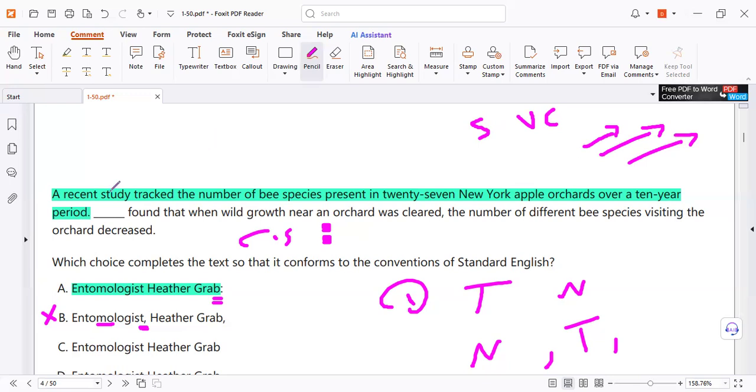If you check, a recent study tracked, so tracked is the verb of the study. Now here we need to check, is this a study tracked? Yes. And we have full stop. Now we are going to start a new sentence. So start, it can be.